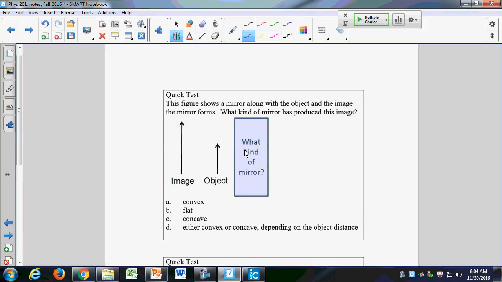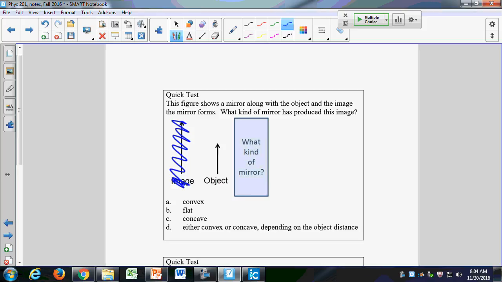I'm going to change this. What kind of mirror? I'm going to change the image here because actually there's no mirror that can produce this image. Why can no mirror produce the image as it's drawn here, by the way? Because I have an upright image that is it real or virtual as it's drawn? Is that a real or virtual image?